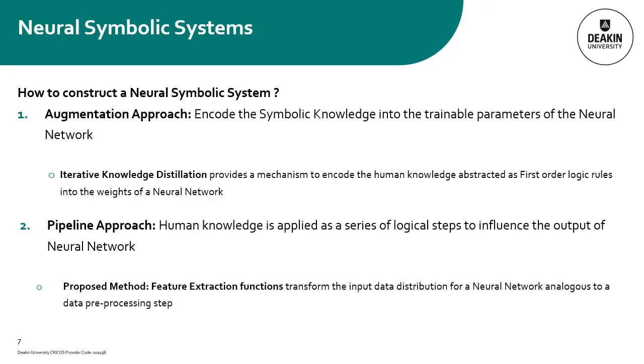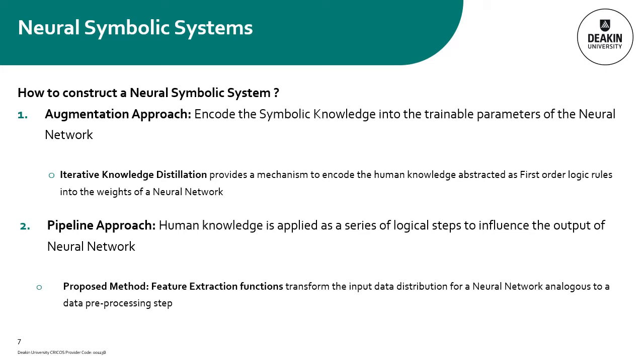To construct a neural symbolic system, we have two sets of approaches. First one is the augmentation approach, where we encode the symbolic knowledge into the trainable parameters of the neural network. Iterative knowledge distillation is one such framework which provides a mechanism to encode the human knowledge, abstracted specifically as first order logic rules. Second method is the pipeline approach, in which the human knowledge is applied as a series of logical steps to influence the output of a neural network.